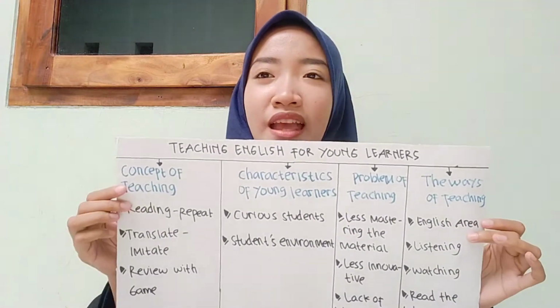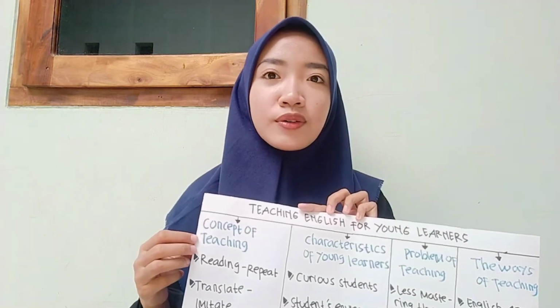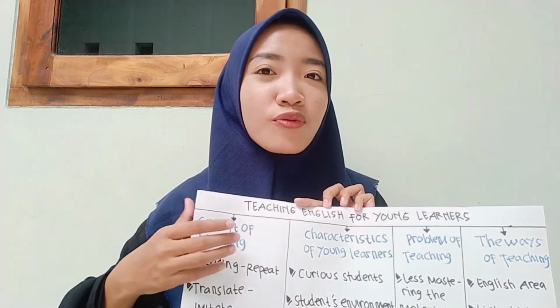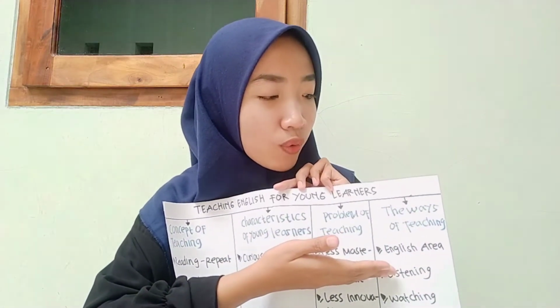So in this video, do you know what the topic we are going to talk about today? Okay, our topic today is about English teaching, exactly teaching English for young learners. I have divided it into 4 points. The first is the concept of teaching, the second is the characteristics of young learners, the next is the problems of teaching, and the last is the ways of teaching. If you're curious about this topic, watch this video until the end. Let's move to the explanation.